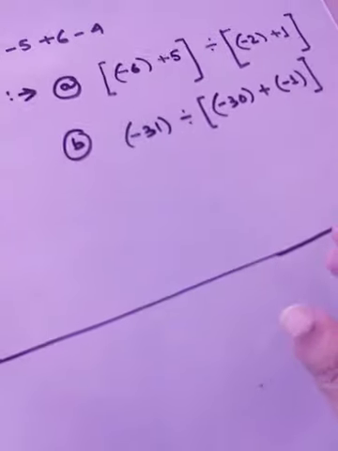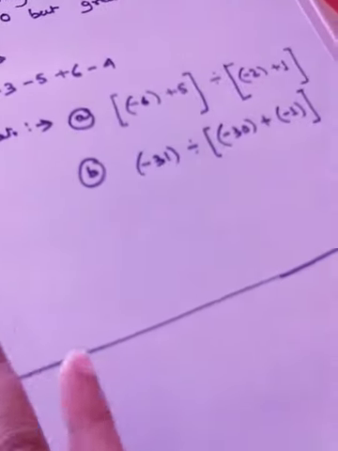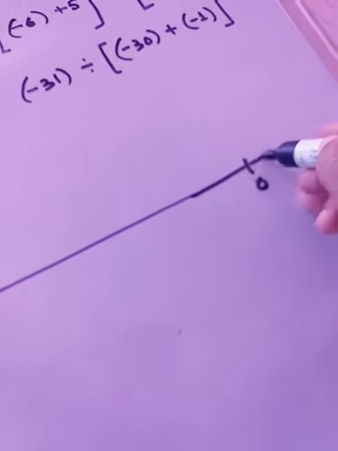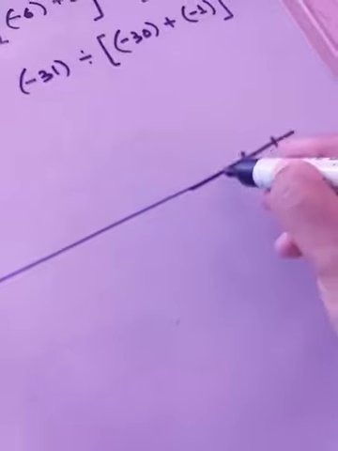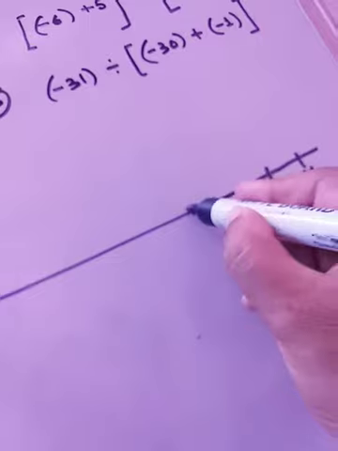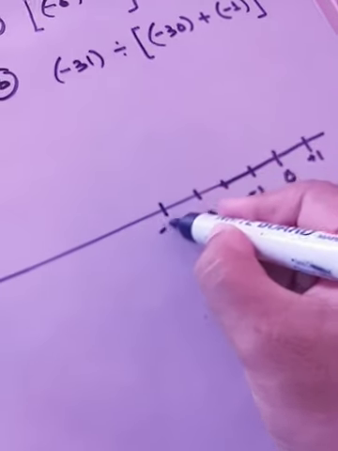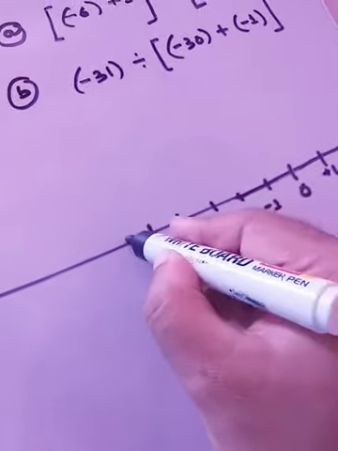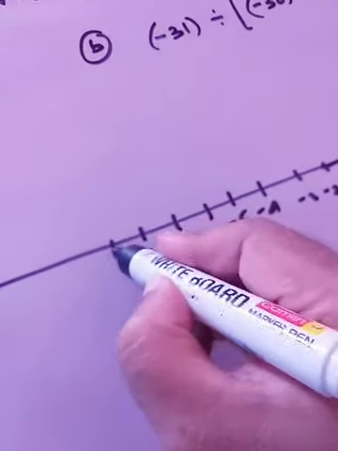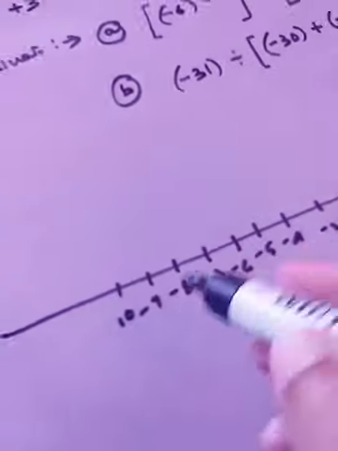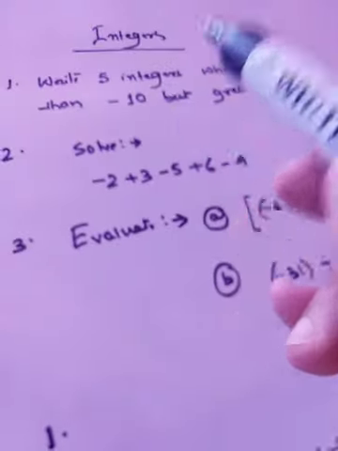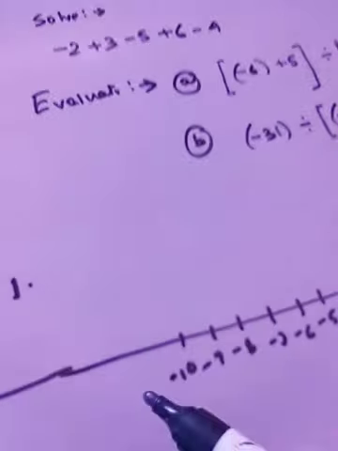Minus sign is always towards your left hand side, isn't it? So suppose it is 0, this side will be plus 1, I hope you know, and this side will be your minus sign. So minus 1, minus 2, minus 3, I'm just giving a conception. 5, 6, 7, 8, 9 and 10, minus 10. Now what I said, you have to write 5 integers which are less than minus 10. That means less than what?